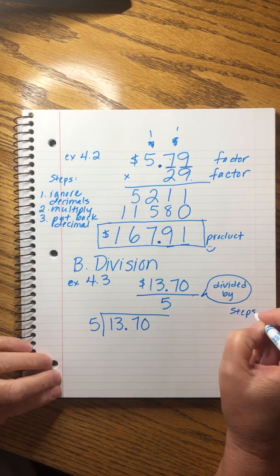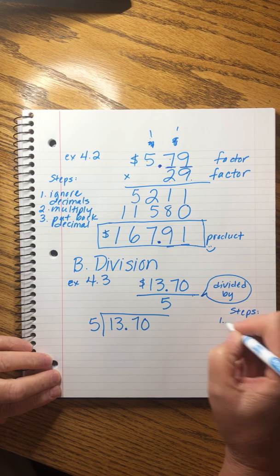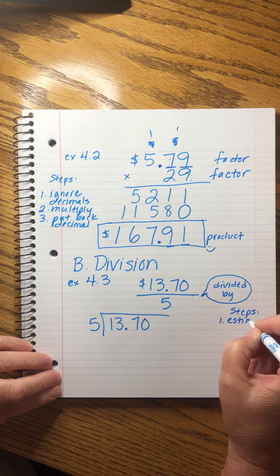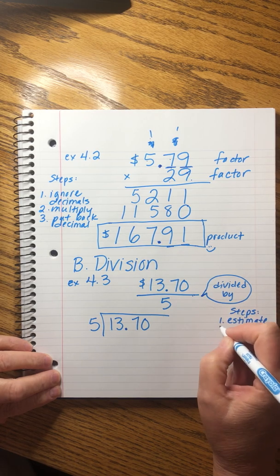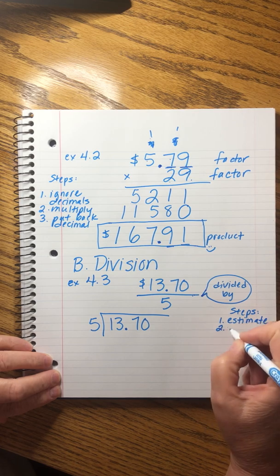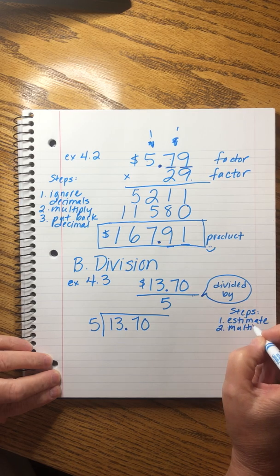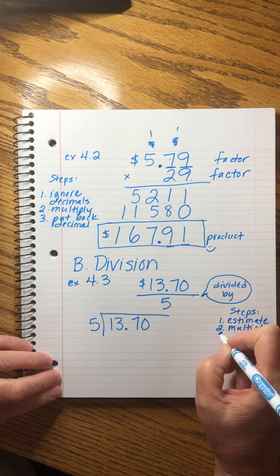Okay, so now we're going to remember the steps for long division. You learned this, I know, a long time ago. I'm just reminding. The first thing we do is we estimate. And we're going to do this together. I'm just going to write them all down now. We estimate. We multiply.